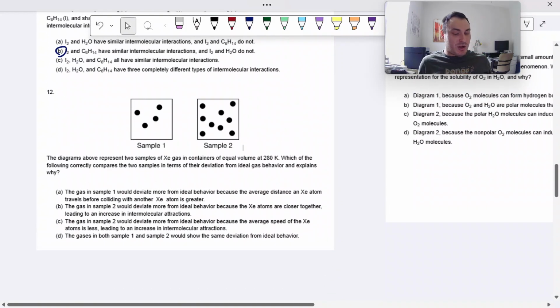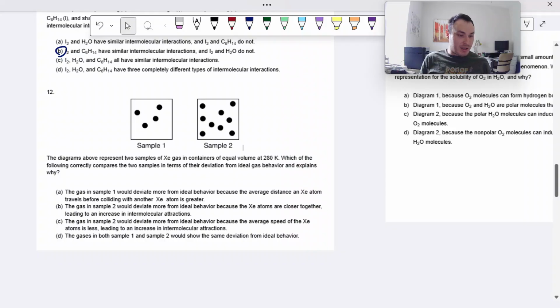The diagram above represents 2 samples of xenon gas in containers of equal volume at 280 Kelvin. Which of the following correctly compares the 2 samples in terms of their deviation from ideal behavior, and why? Both are the same gas, same size containers. It looks like sample 2 is going to deviate more from ideal behavior because we're going to get more particle-particle interaction. And we do not want particle-particle interaction for ideal behavior.